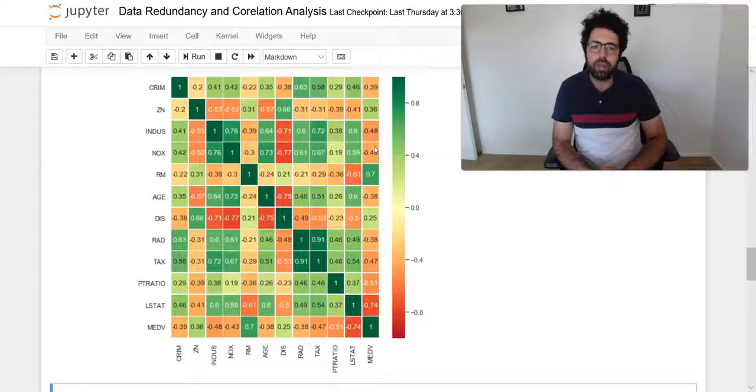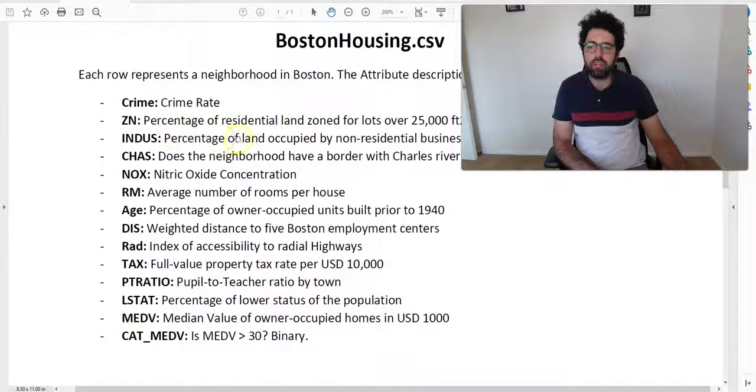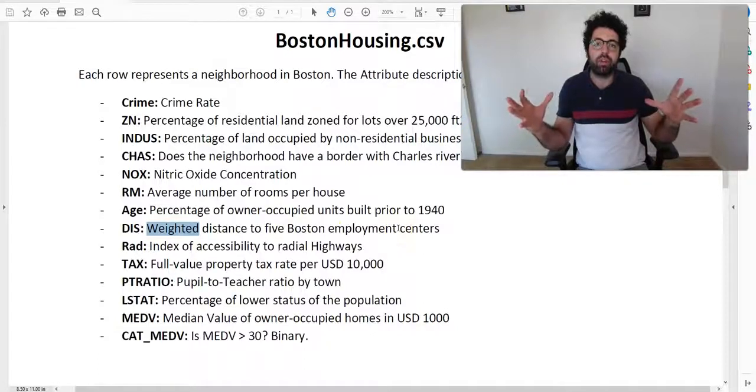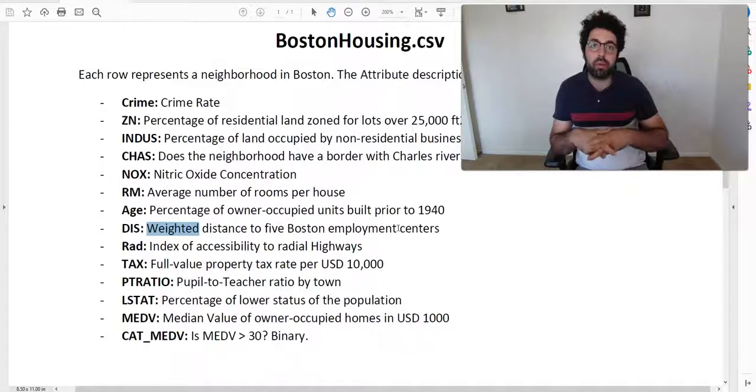So anything that is too green or too red is basically high correlation. So for example, we have high negative correlation between INDUS and DIS. So you want to sort of check what these are. INDUS is the percentage of land occupied by non-residential business. So in this data set, every row is basically a neighborhood. INDUS is how much of this neighborhood has non-residential business inside it. And DIS is the weighted distance to 5 Boston employment centers. How close this neighborhood is to sort of the downtown area. They are big employment centers.